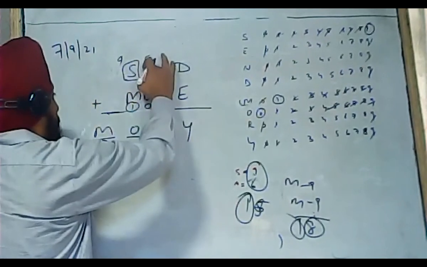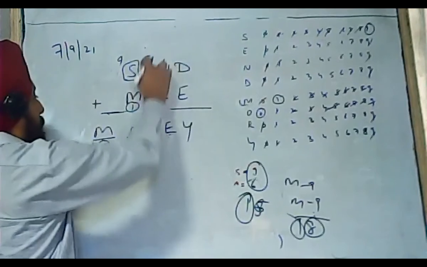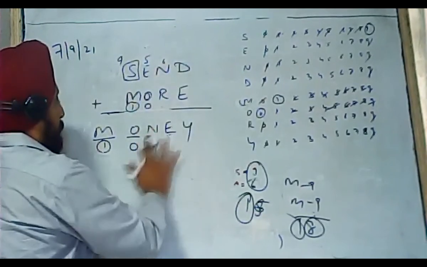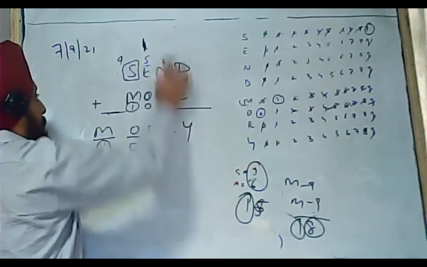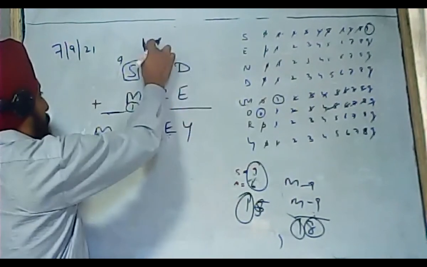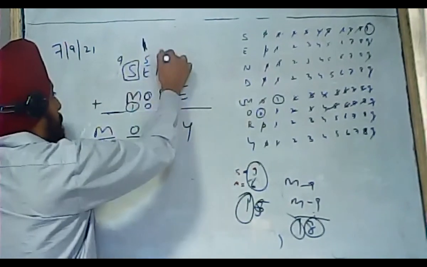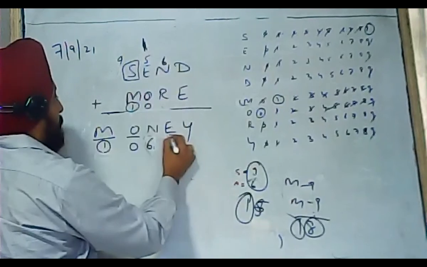So 5 is here, and 0, 5, it cannot be 5 now. Means we have to generate some carry here. Suppose some carry is generated from these digits. So 1 plus 5 is 6. So N becomes 6. If you have given 5 here, the same 5 will be here also.